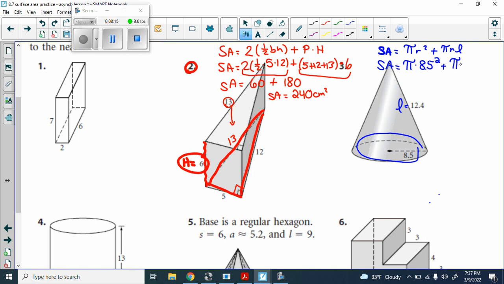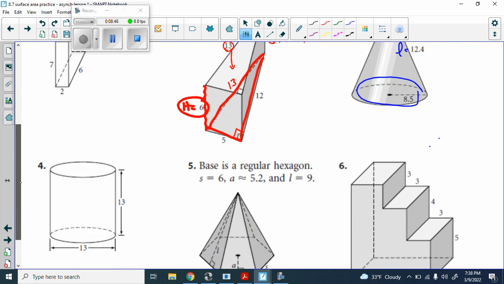Plus pi times 8.5. Be careful with your decimals and multiplication here. You might want to switch to parentheses, times 12.4. I would still do the same thing. Make this one single number, make this one single number, and in the end, add them together. When you do that, you should get about 558.1 square centimeters. If you're not getting that, make sure you're breaking it up into two parts so there's not an order of operations issue going on.